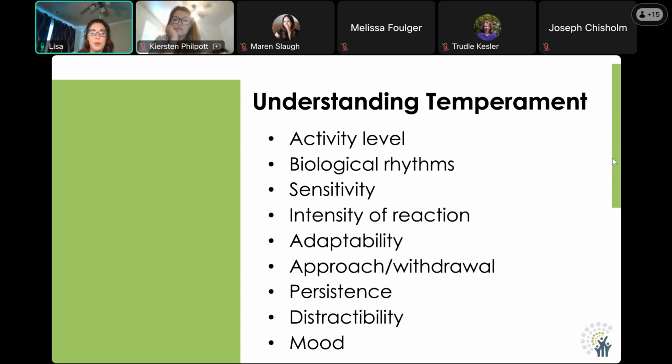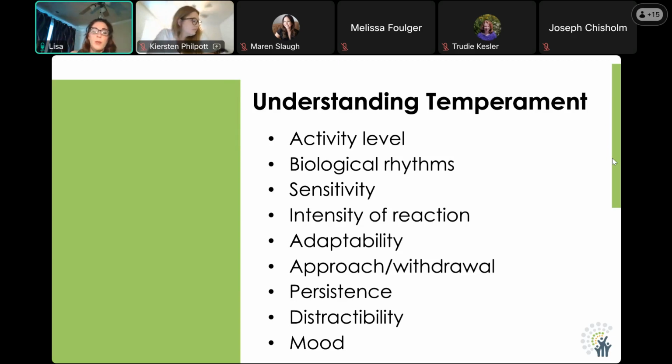Now, the important thing to remember is that adults have temperaments too. Everybody does. Our temperament is what underlies our personality. They are basically our inborn traits or characteristics, so these are not things that can be changed. They can be managed, but they can't be changed. This is who we are at the very core. That's how I like to describe our temperament. So with activity level, you can envision a range from 1 to 10.